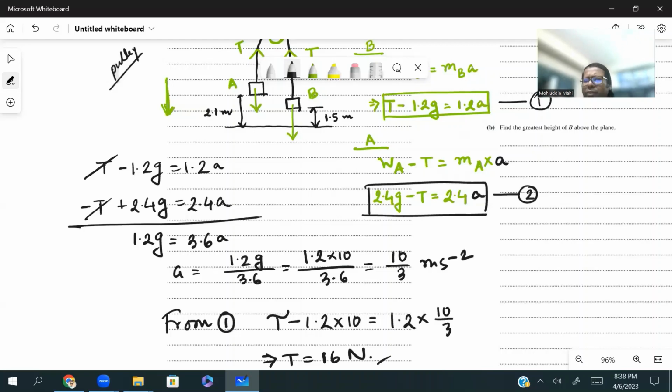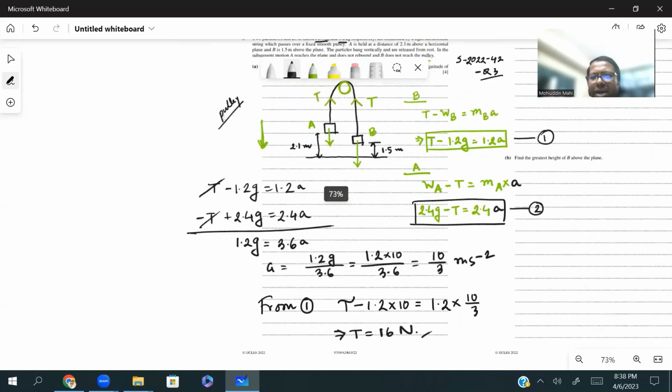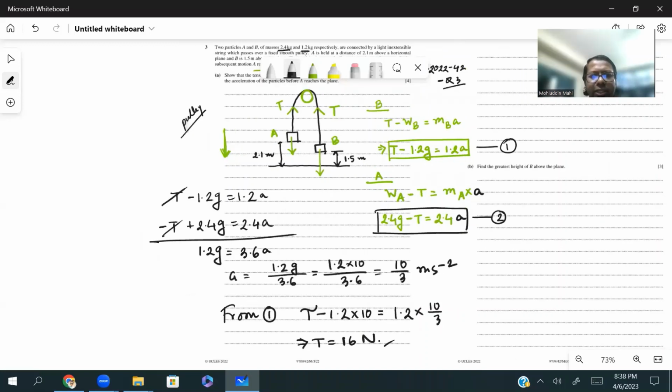So very simple. This is a very common question. If you see any pulley-related maths, in most of them, the first question is going to ask you to find the value of tension and acceleration acting on the system. So this is pretty common and not that difficult. I hope you have understood.